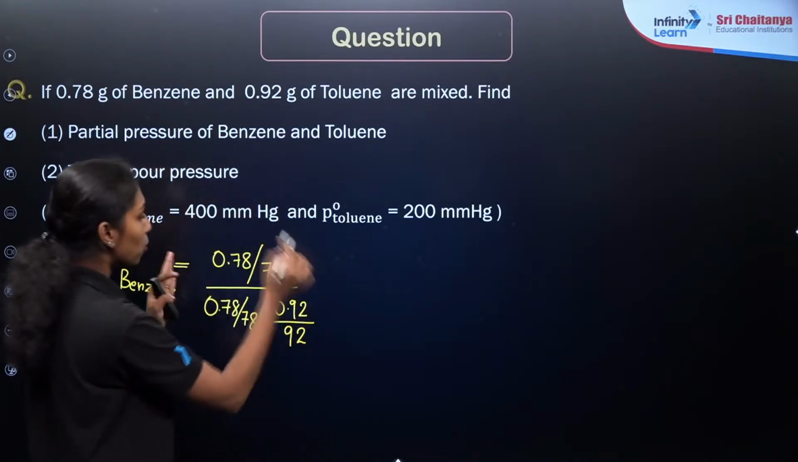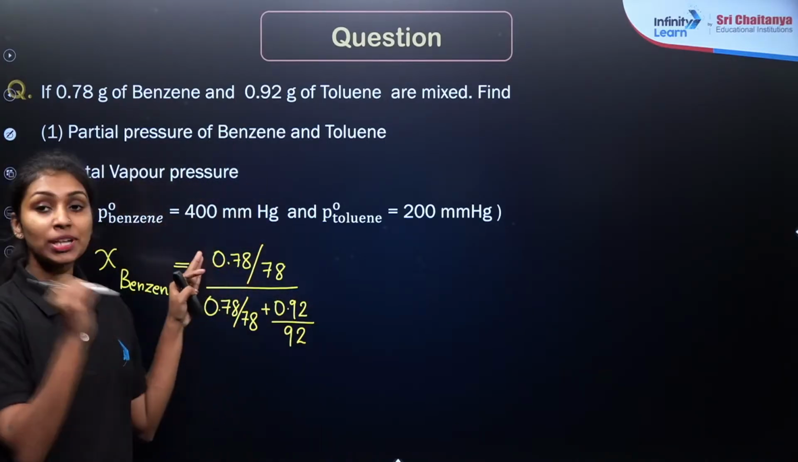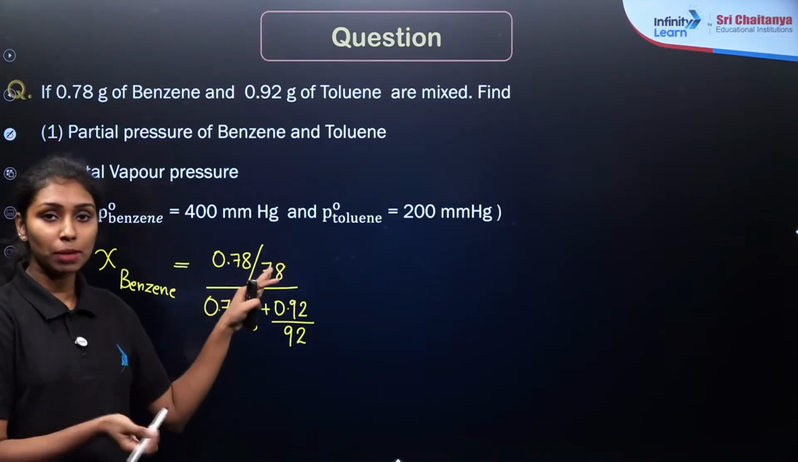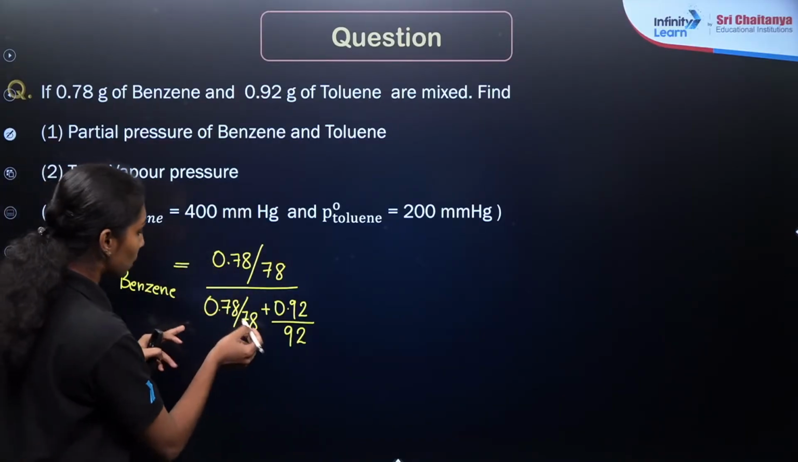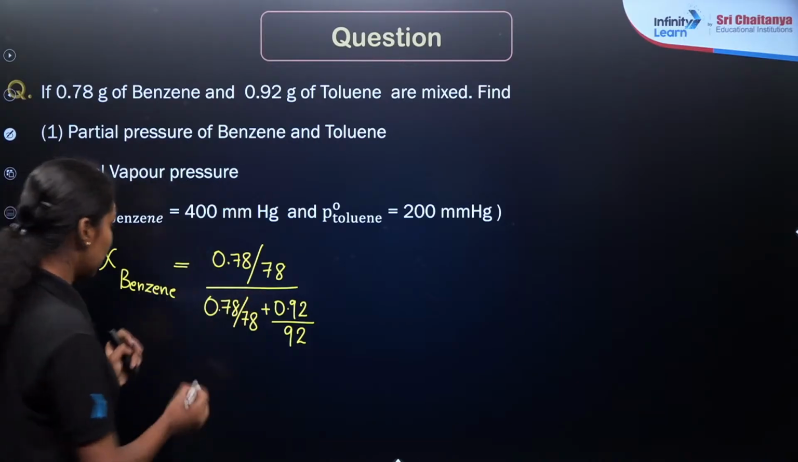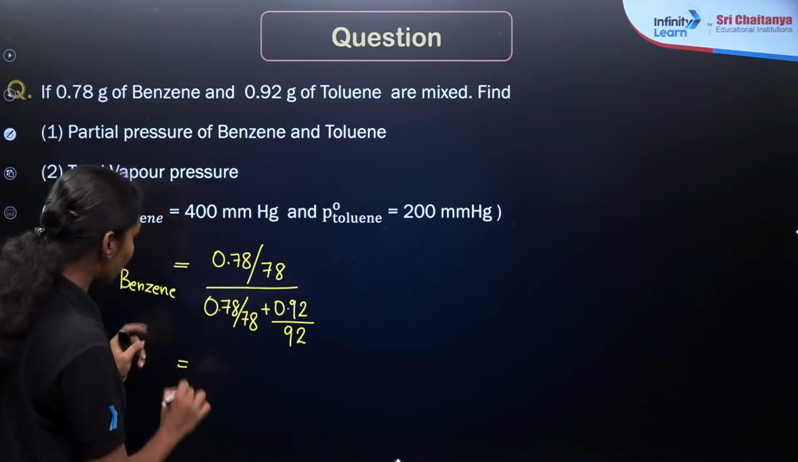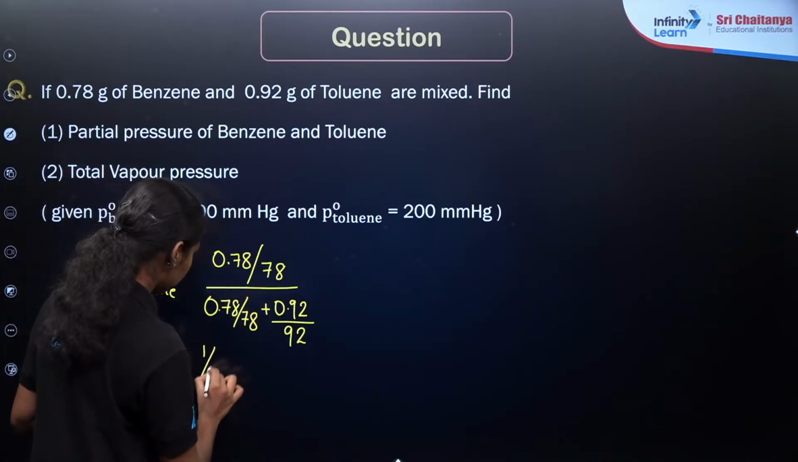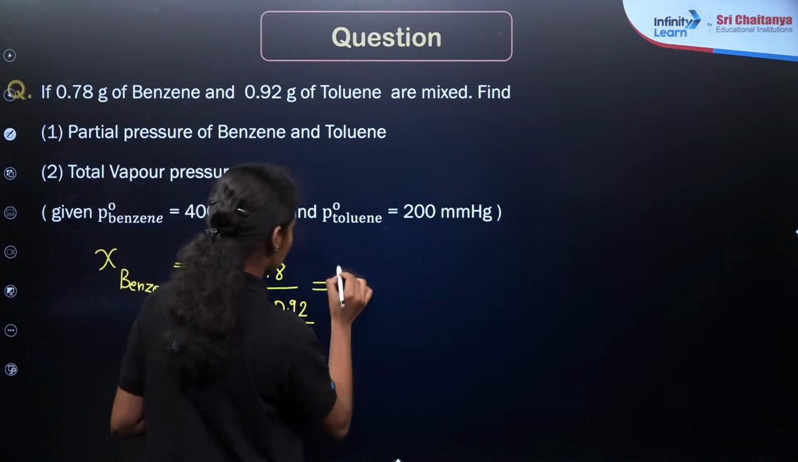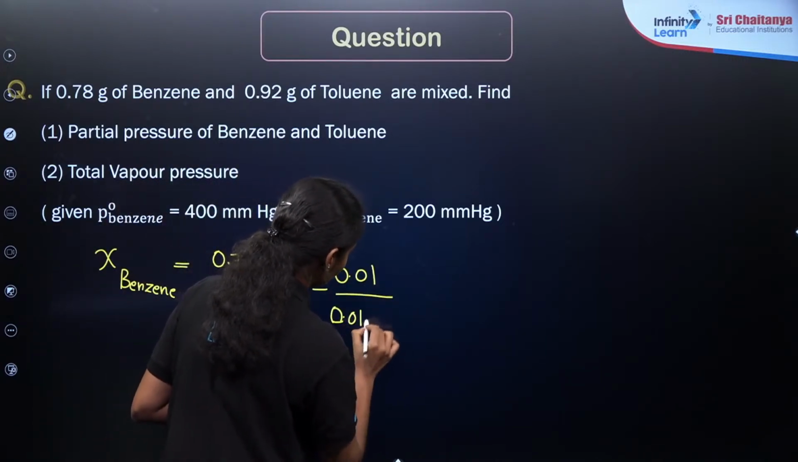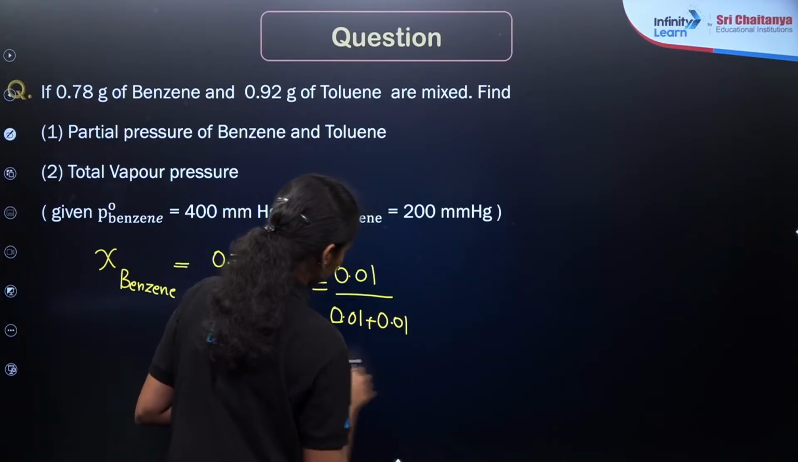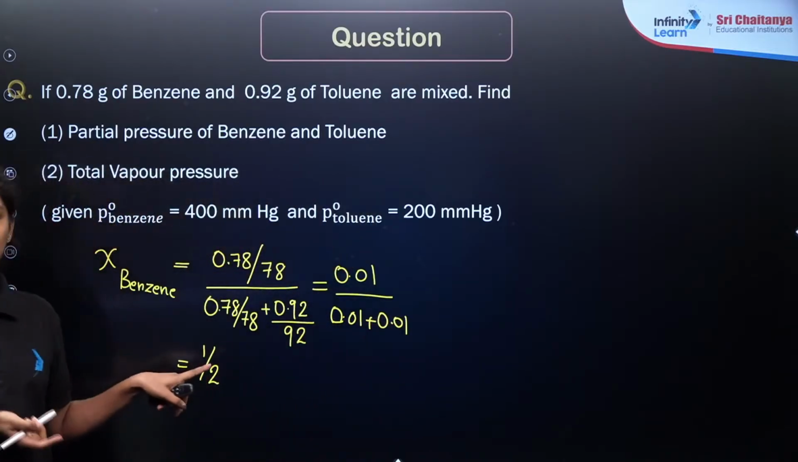This is the number of moles of benzene here, right? 0.78 divided by 78, the molecular mass of benzene, whole divided by the number of moles of benzene plus the number of moles of toluene. While solving, you will get the answer is around 1 by 2. This will be 0.01 plus 0.01. We'll get the answer is around 1 by 2 here.